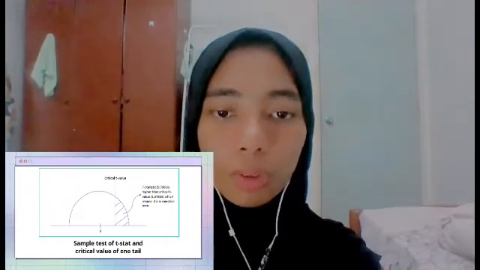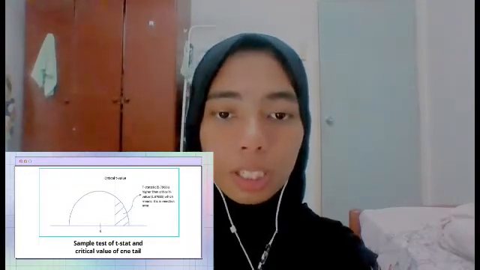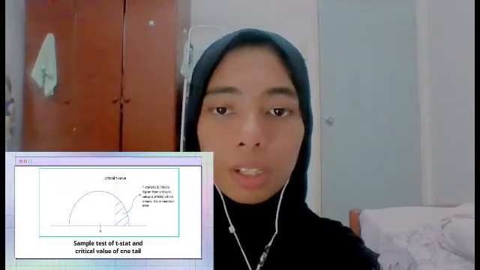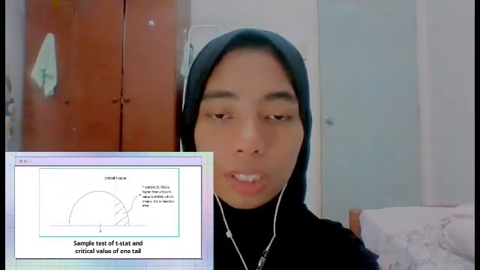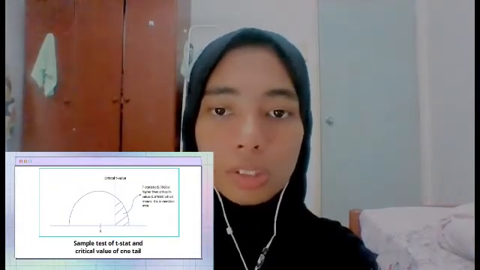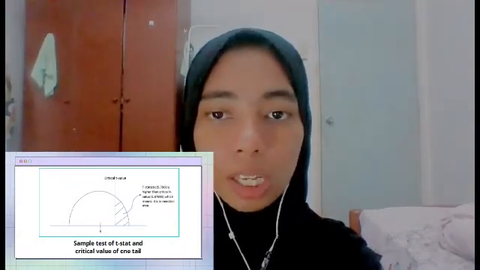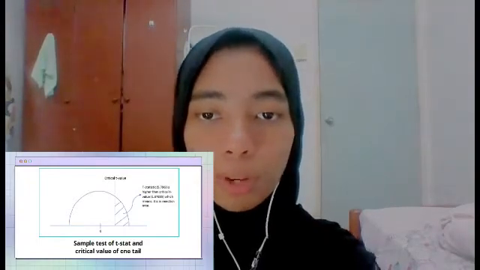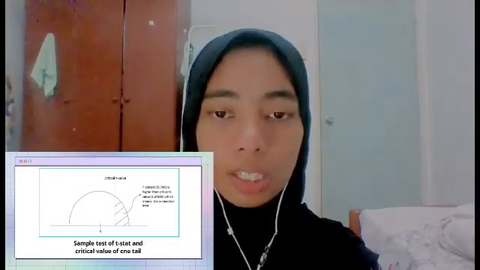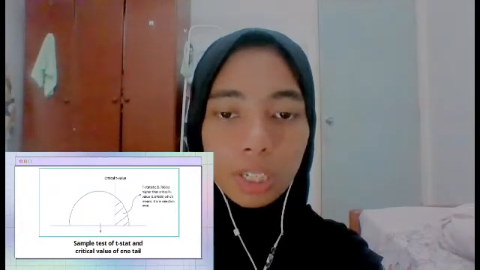Next is drawing the graph for both the t-statistic and p-value sample test. This is the sample test of t-statistic and critical value of one tail. We can see that the critical value and the t-statistic are on the right side, which is the positive side. The t-statistic is 5.796, which is higher than the critical t value, which is 1.67655, which means it is in the rejection area. The t-statistic is in the rejection area. The shaded area refers to the rejection area.